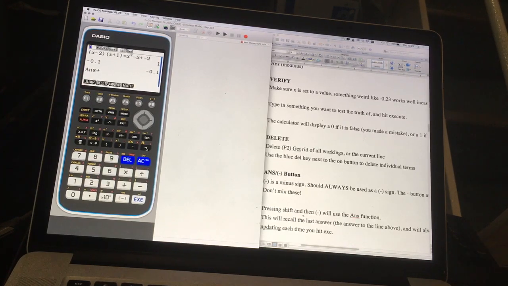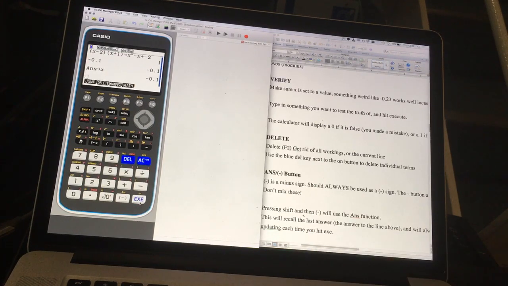answer. Again, we're going to save that value of minus 0.1. This time we're going to save it to the x variable. So answer saved to x. Hit execute, and that's all done. Now if you do that check, it should give you a 1 if you've done it correctly and a 0 if you've made a mistake.